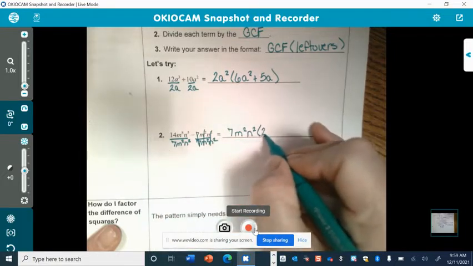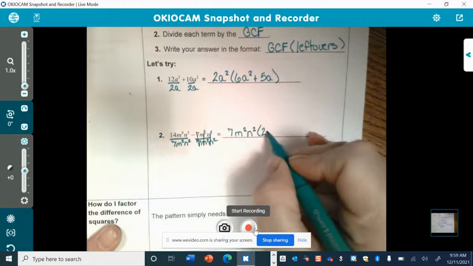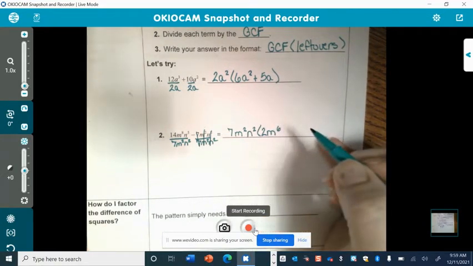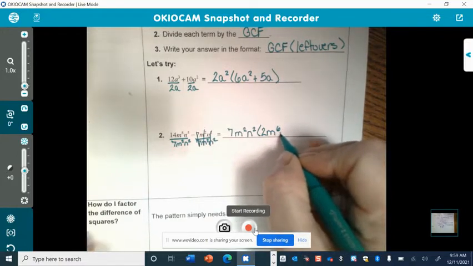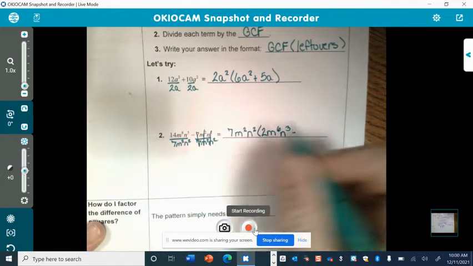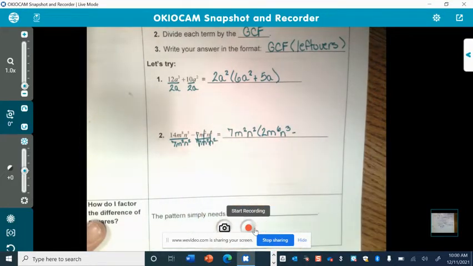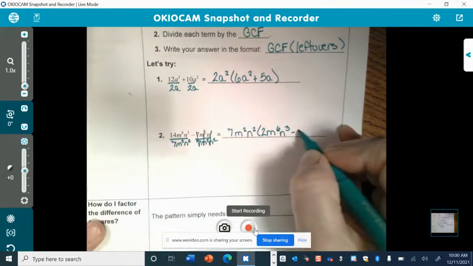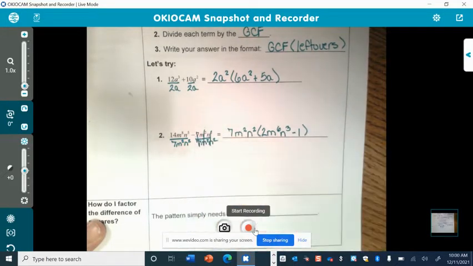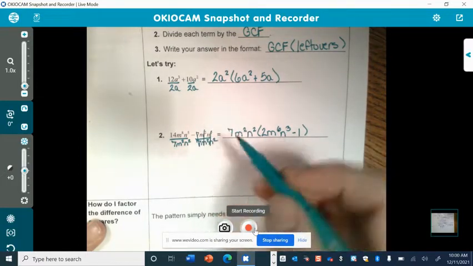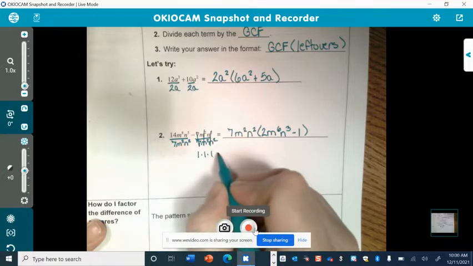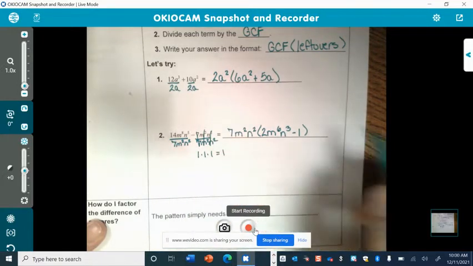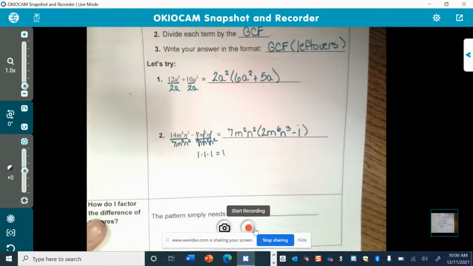14 divided by 7 is 2. M to the 8th divided by m squared is m to the 6th. N to the 5th divided by n squared is n to the 3rd, minus everything canceled from this expression. That doesn't mean we have a 0. It means we have a 1, right? 7 divided by 7 is 1, times m squared divided by m squared is 1, times n squared divided by n squared is 1. And 1 times 1 times 1 is 1. Don't lose this term at the end of your expression.